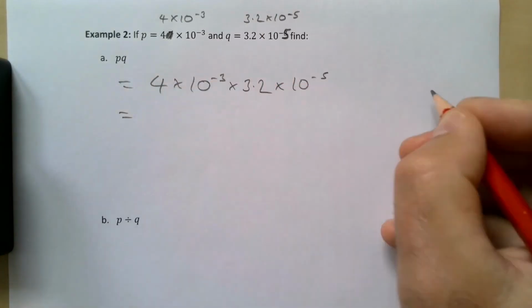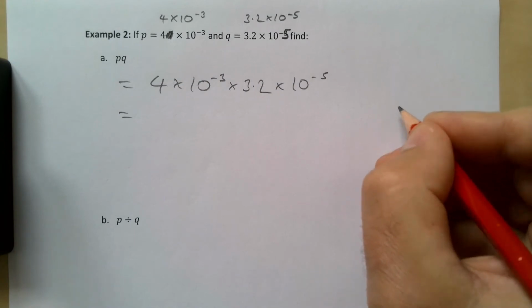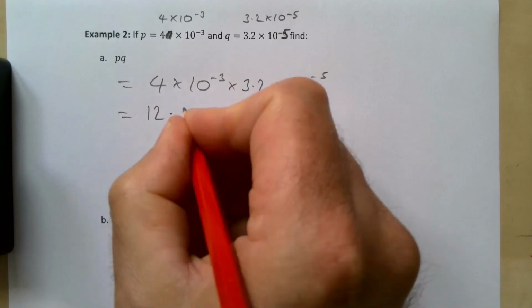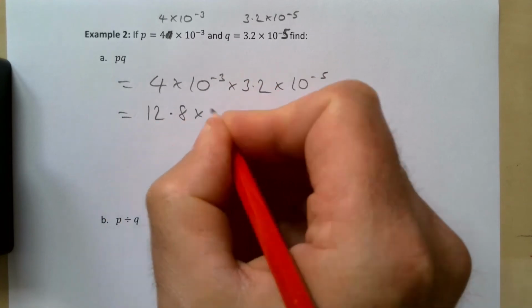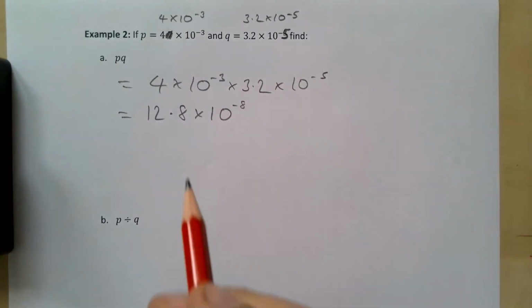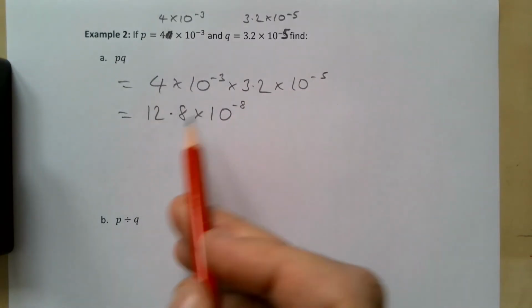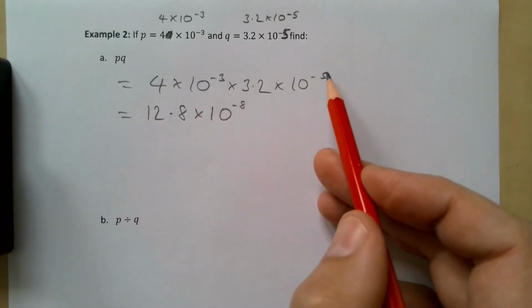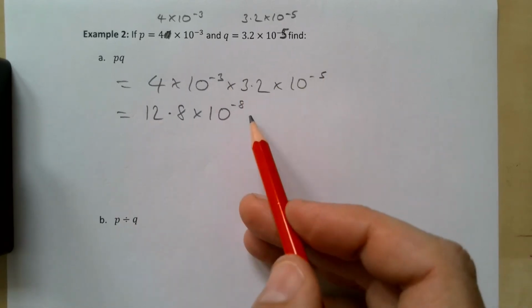4 times 3.2, again you could do it over here if you want. 32 times 4 is going to give us 128, so this is going to be 12.8 times 10 to the power of minus 8. Now I've nearly skipped a wee line there, I hope you're okay with that. 4 times 3.2 gives me 12.8. 10 to the power minus 3 times 10 to the power minus 5, I add the two powers and I end up then with minus 8.